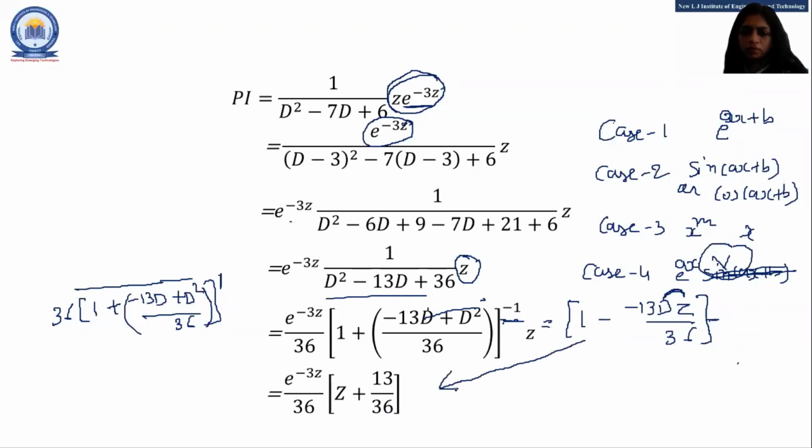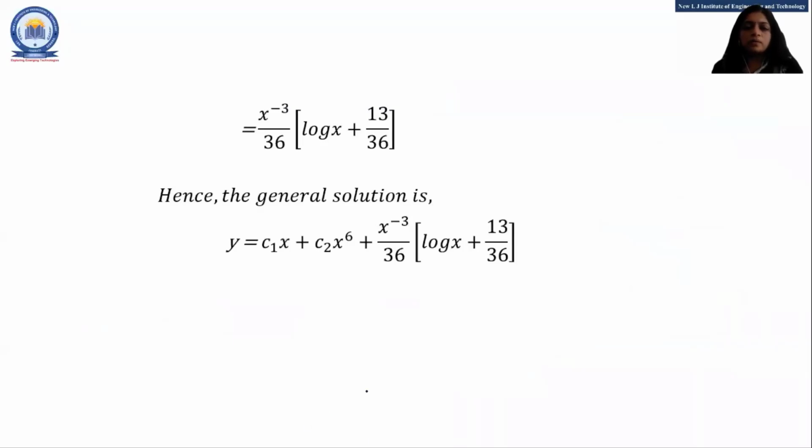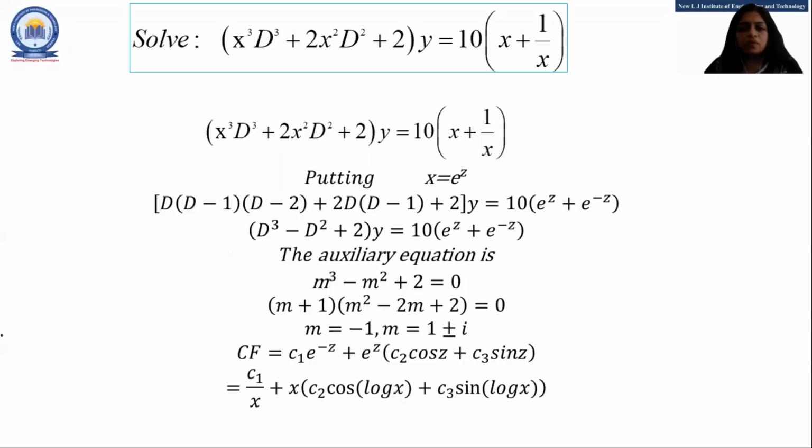So this will arrive. Now, as you know, e raised to z is x. So this will convert into x raised to minus 3, and this z is log x. So my final PI is x raised to minus 3 upon 36 into log x plus 13 by 36. So this is my final general solution, complementary function plus particular integral, right?